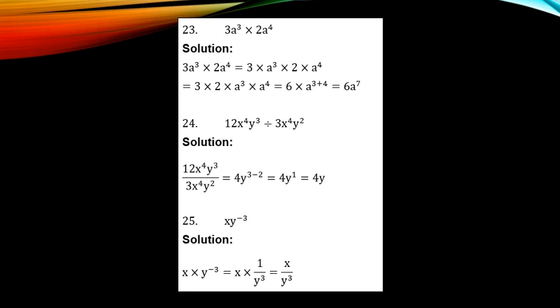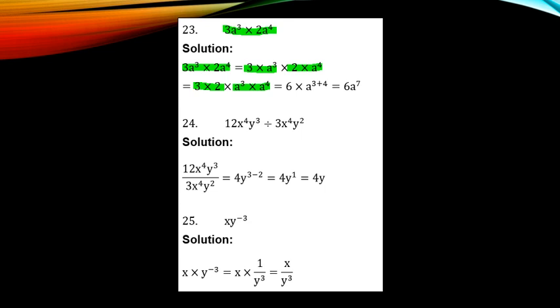Example 23. Simplify this problem. 3a cubed times 2a to the power of 4. So let's write the problem again, then we try to expand it by multiplying in this form. 3 times a cubed times 2 times a power 4. The numbers or constants, let's bring them together, then the letters in this form.